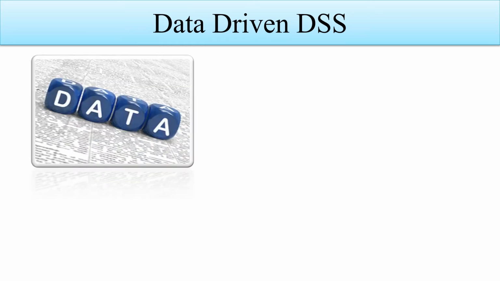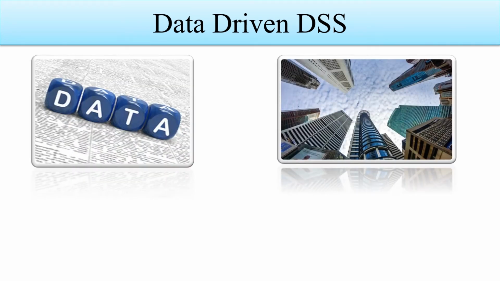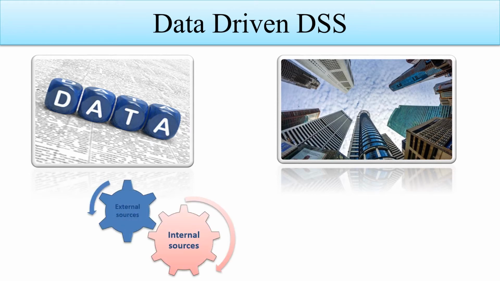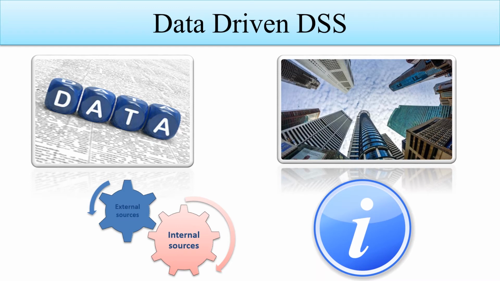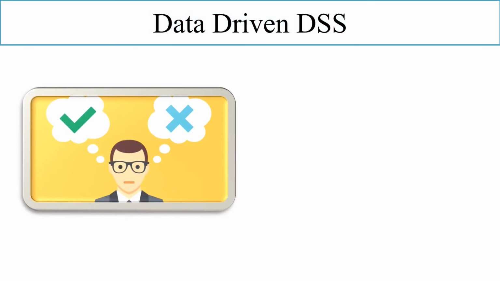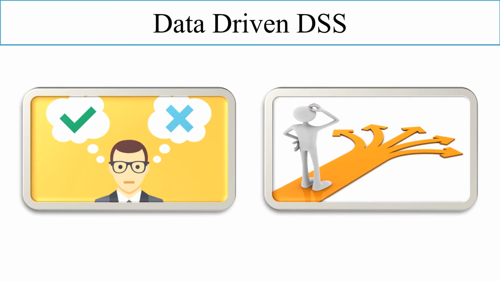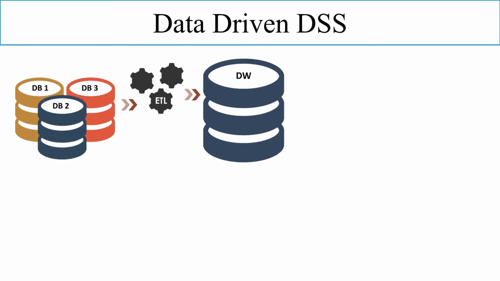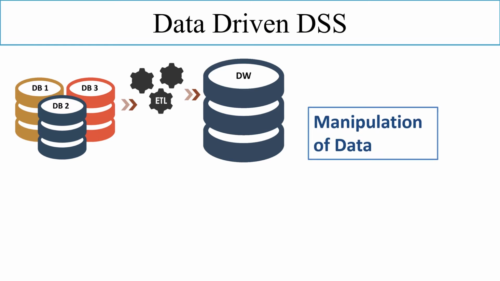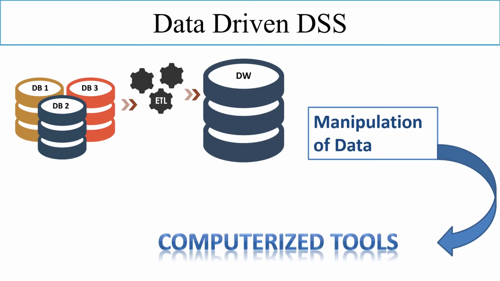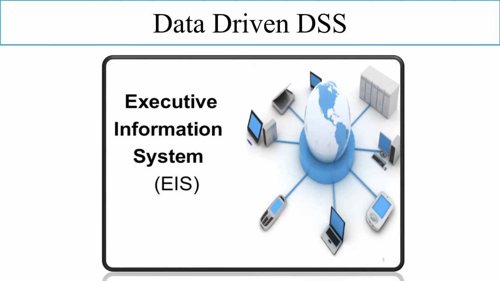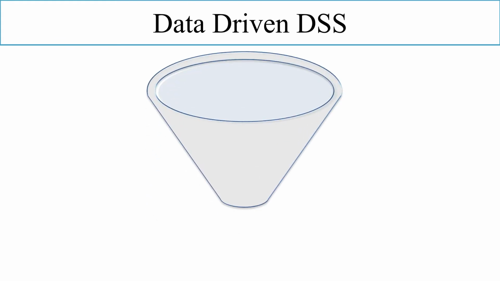Data-driven DSS. It takes a massive amount of data which is required by the organization from various external and internal sources. The useful information is taken out, which is used by the decision makers to arrive at particular decisions. Data warehouses allow the manipulation of data by computerized tools in data-driven DSS. Executive information systems are an example of data-driven DSS.